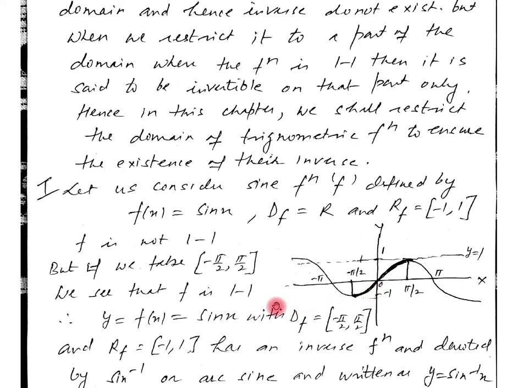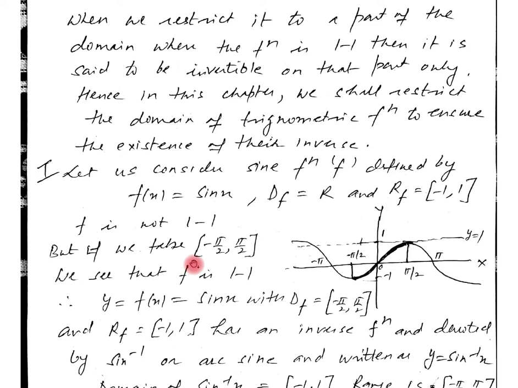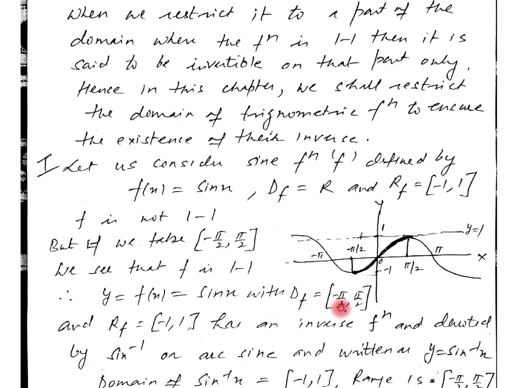Now here in this interval we can say our function is one-one. So if we take the closed interval minus pi by 2 to pi by 2, we see that the function is one-one. And it is also onto because the range is -1 to 1. If we take y equal to f(x) equal to sin x with domain closed interval minus pi by 2 to pi by 2 and range -1 to 1, when you define this function from this domain to this range, then we can say the function is one-one and onto.